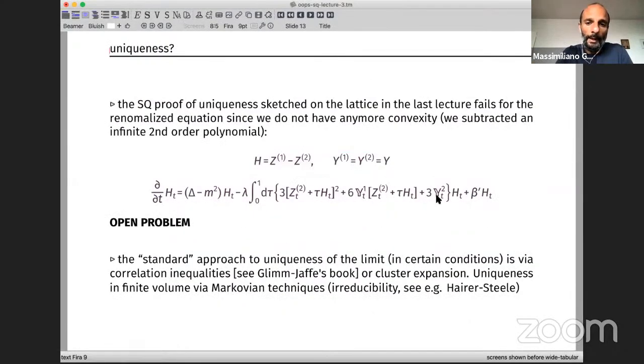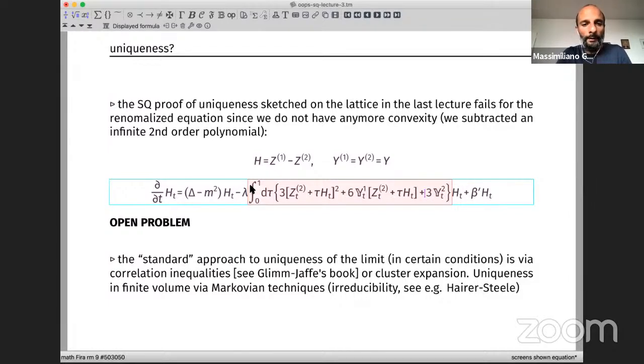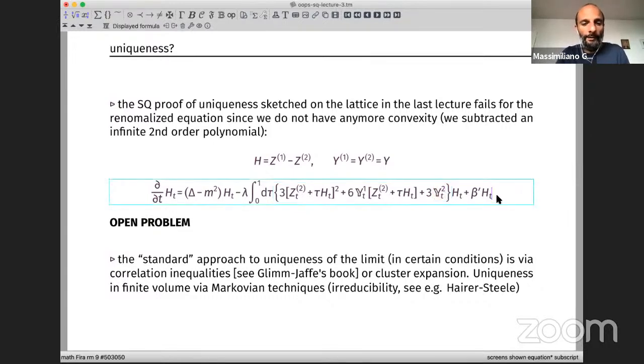What is the problem? You remember the method essentially was to ensure that you are in a situation where this quantity is bounded below. Now this quantity, which is like the variation of constants, or the linearization of your equation, is not bounded below because the renormalized square can be arbitrarily negative. So that's the problem. It's very easy to explain, and for me it's a very hard open problem. I don't know how to solve it.